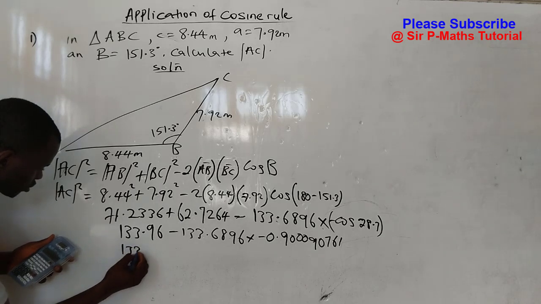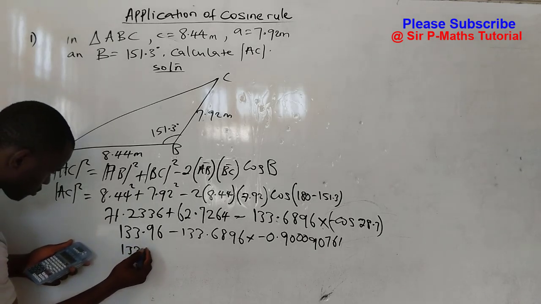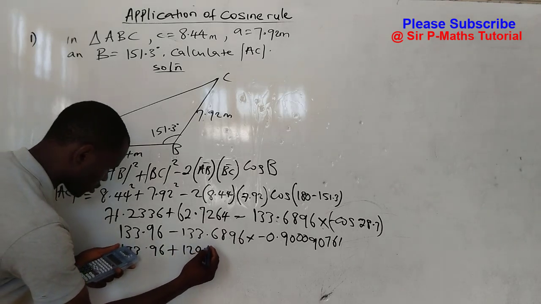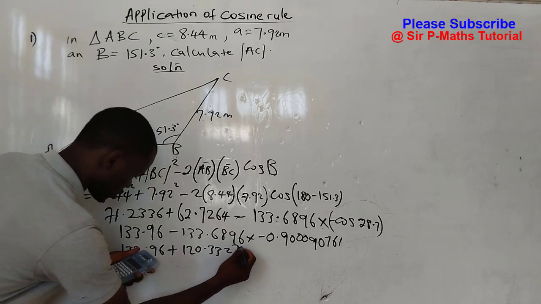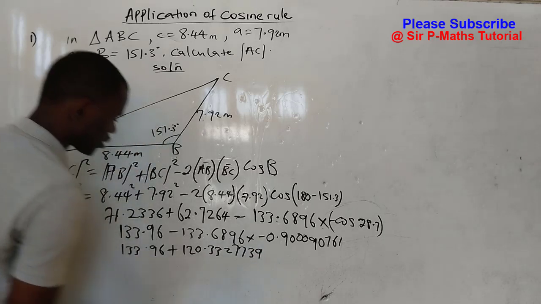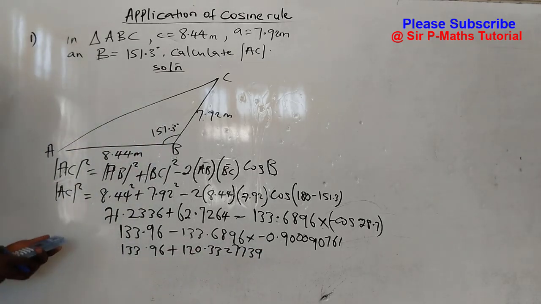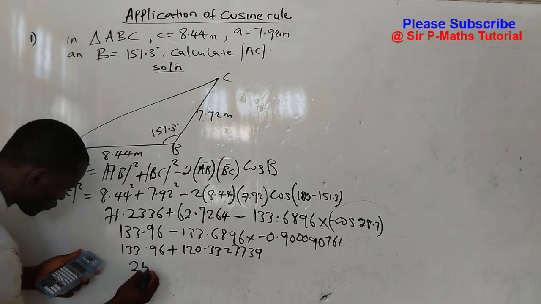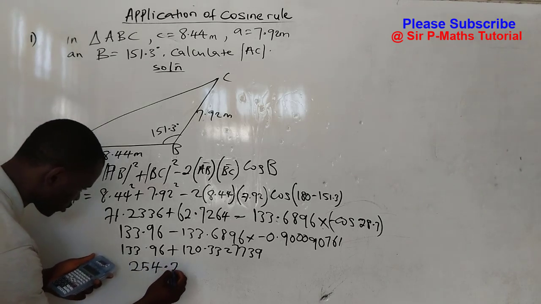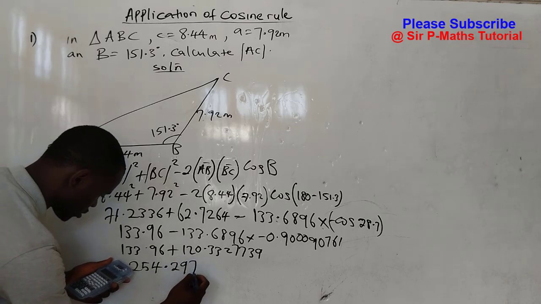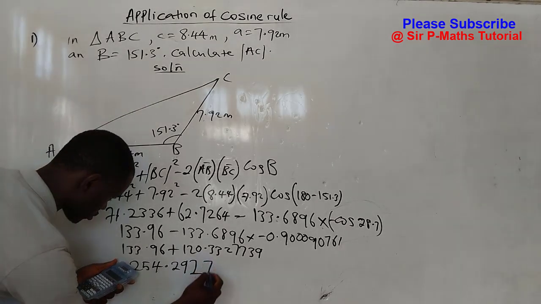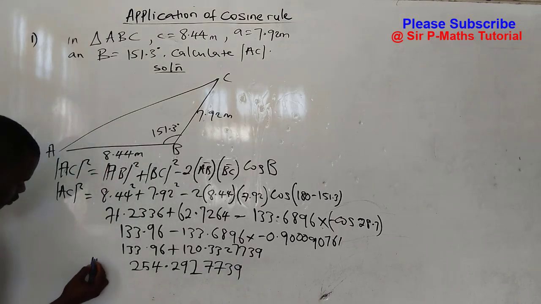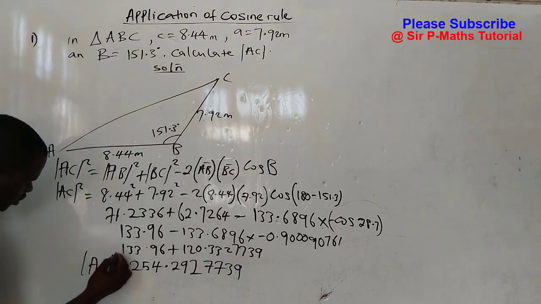So I'll be having 133.96 plus 120.3327739. We can add the both of them at this point. Then I have 254.2927739. Recall that we are solving for AC squared.